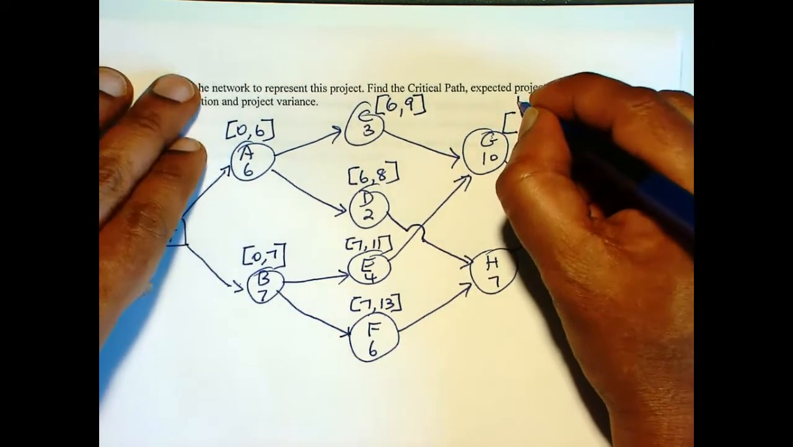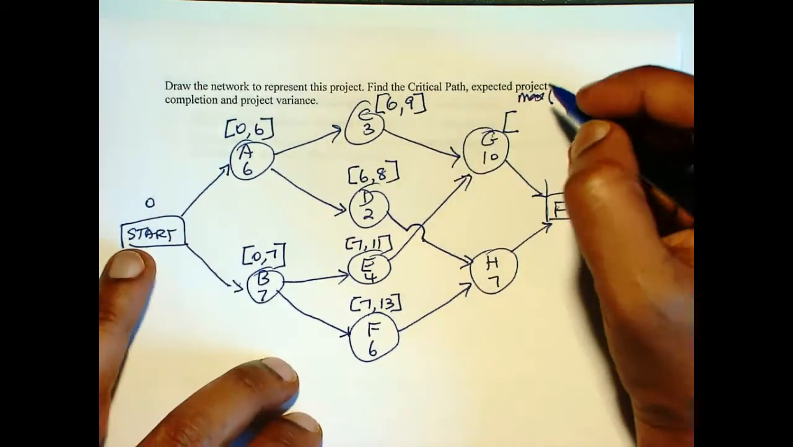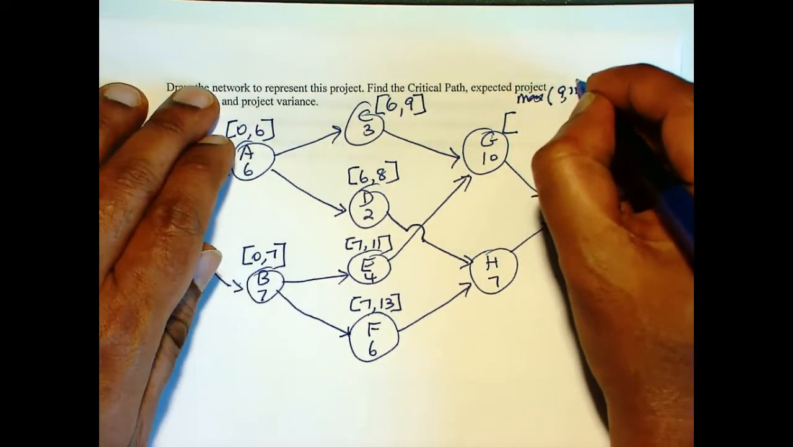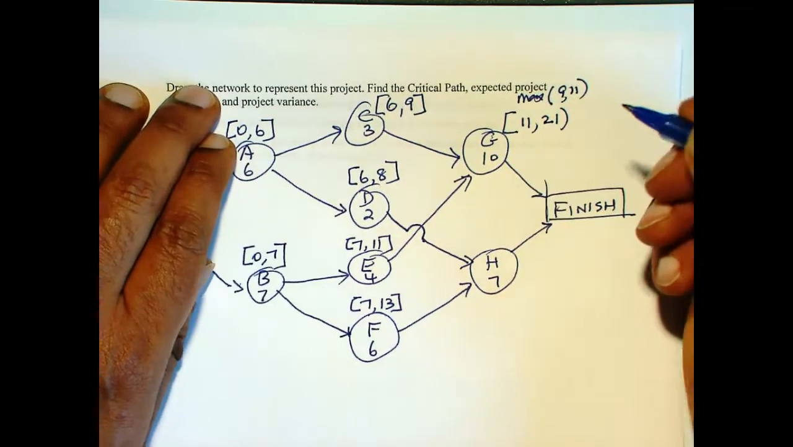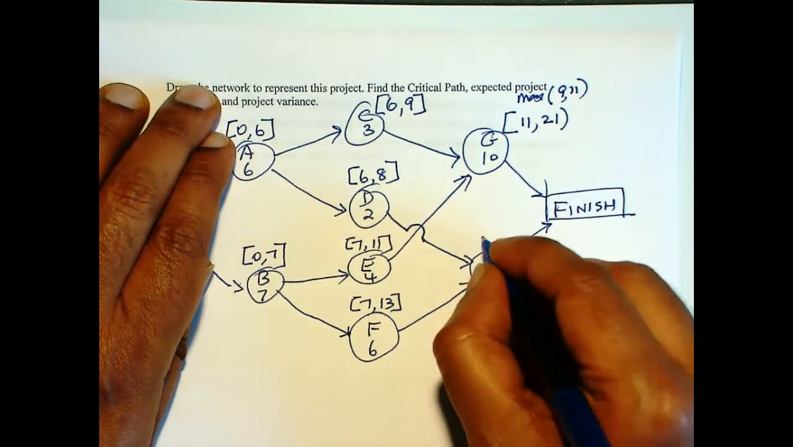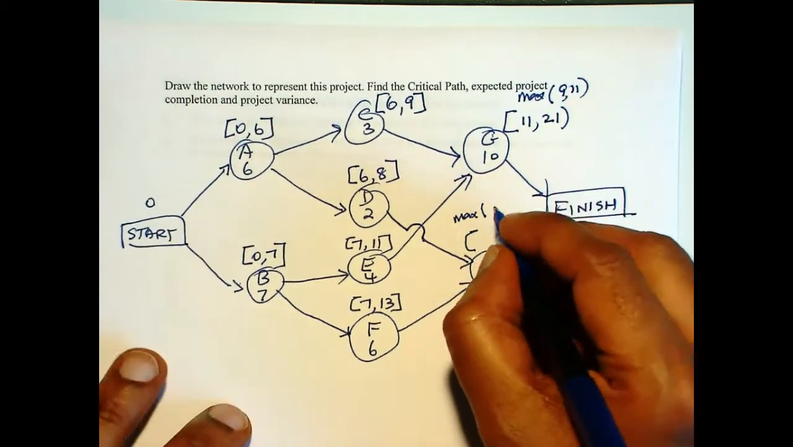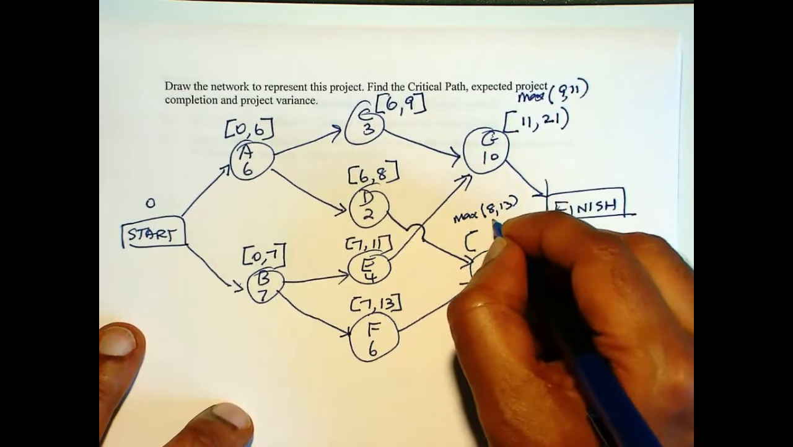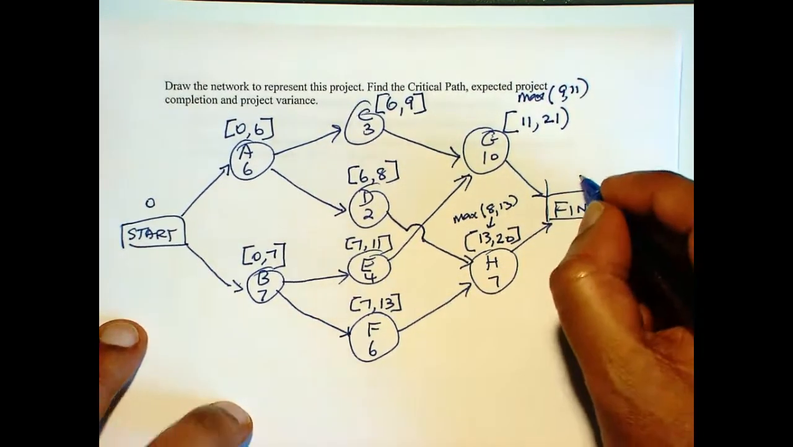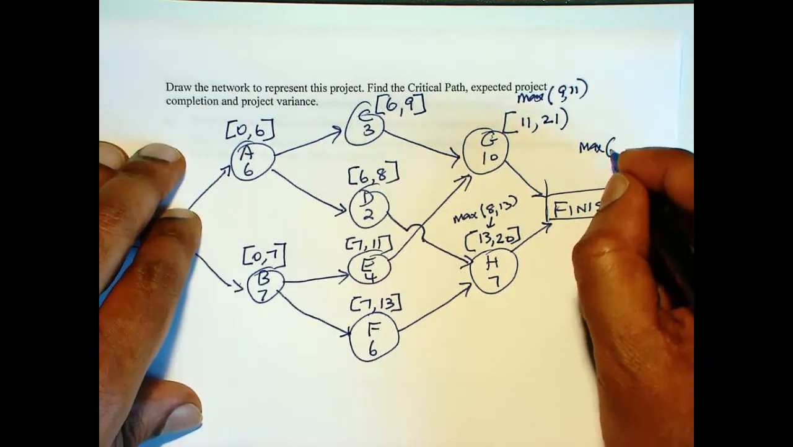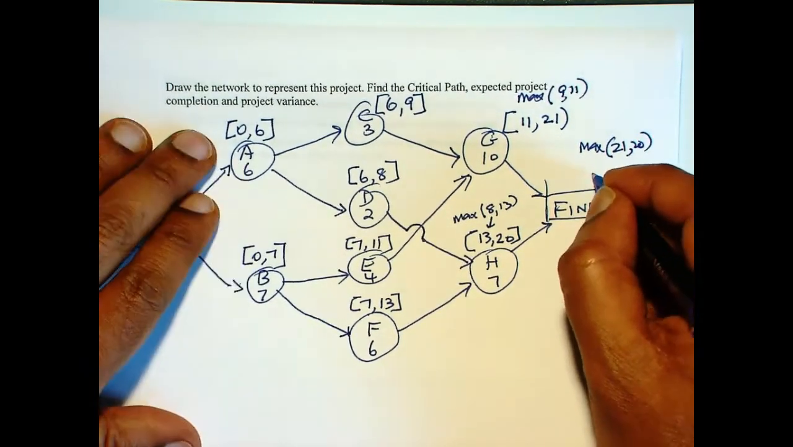And here again we have to do a max between 8 and 13. 13 plus 7 is 20. And the max between 21 and 20 gives us 21. Now that 21 is the expected completion time. So now we have to work backwards to find the critical path.